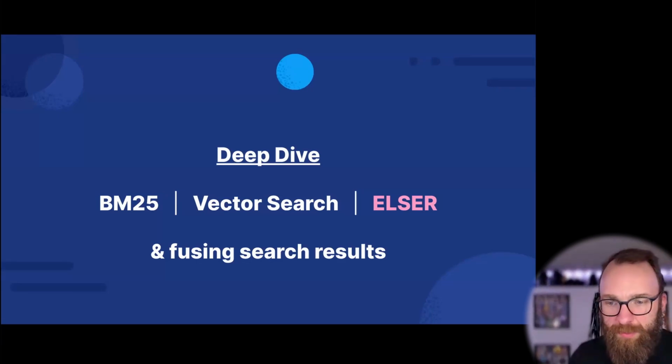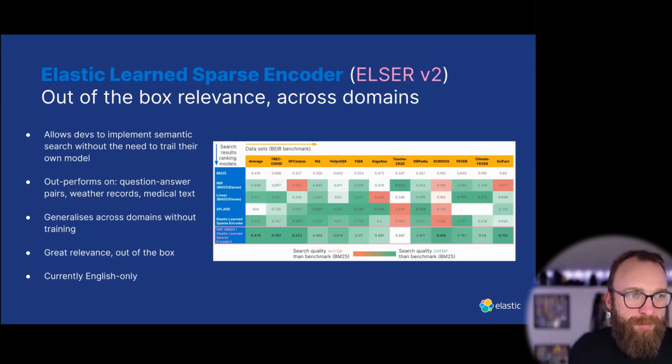Cool. All right. So we will move on to ELSER, the Elastic Learned Sparse Encoder. The R is at the end. So what is the Elastic Learned Sparse Encoder? It is an out-of-the-box relevance model that is out of domain, out of the box in general.